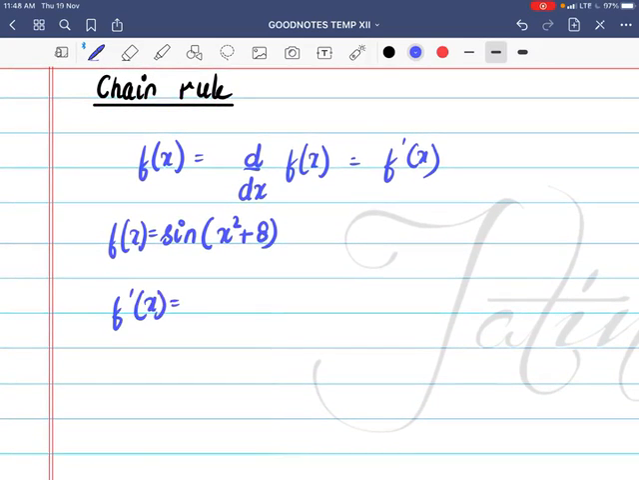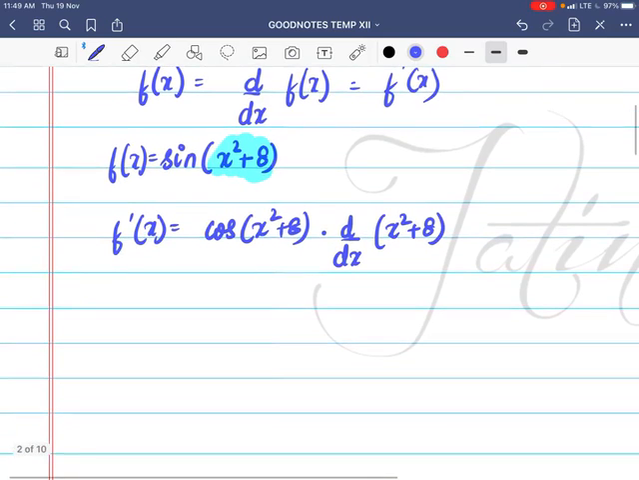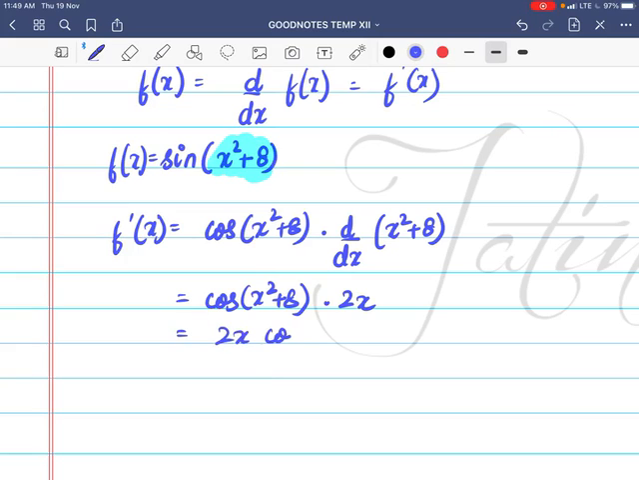Now if we find its derivative, we will have sine x. The differentiation of sine x will be cos x, so therefore cos x remains as it is. But the point is that this value is not just x, it is again a function of x. So according to this chain rule, we are going to differentiate again what we have left out, that is x square plus 8, and then it can be done as cos of x square plus 8 into the differentiation of this, which can be written as 2x. Answer would be 2x cos of x square plus 8.